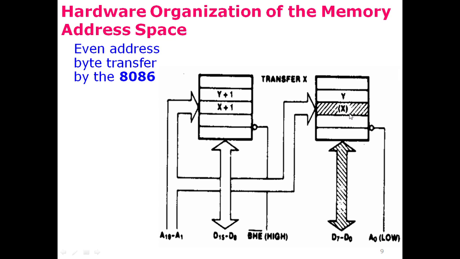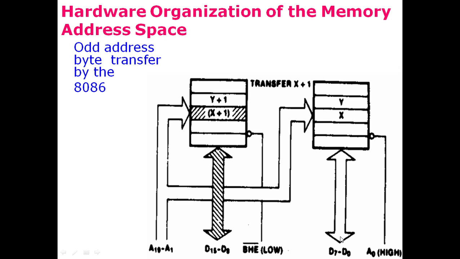So the 8 bits would be transferred to or from the low bank, from the location identified by these 19 bits of address. And as D0 to D7 are connected to the low bank, the byte would be transferred from or to this low bank through this 8-bit bus.